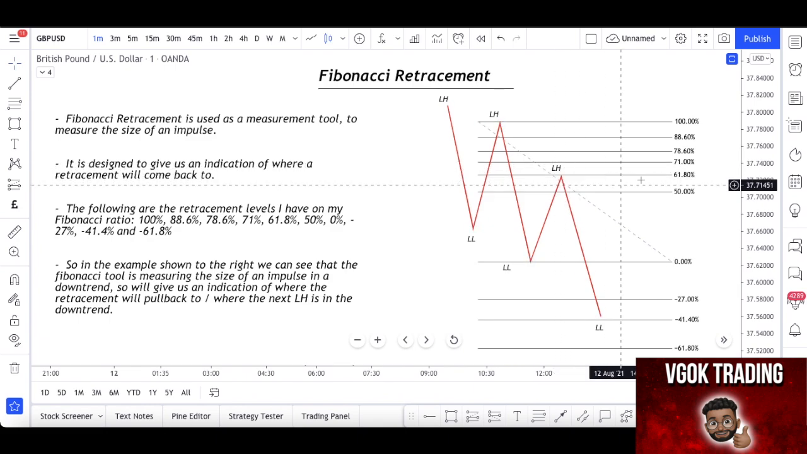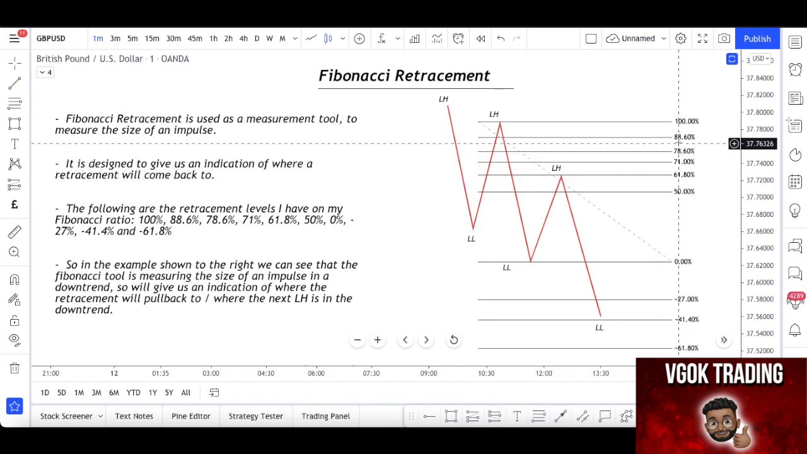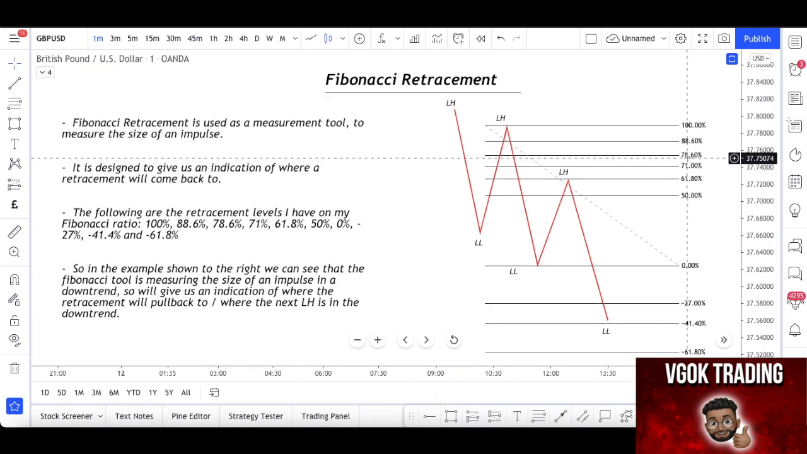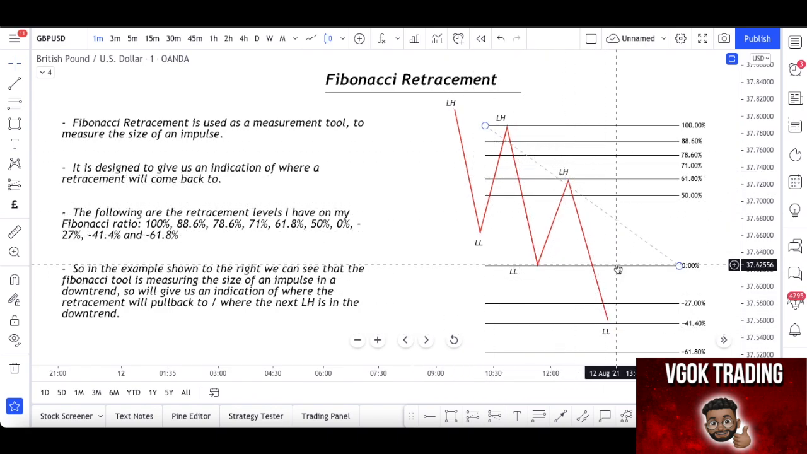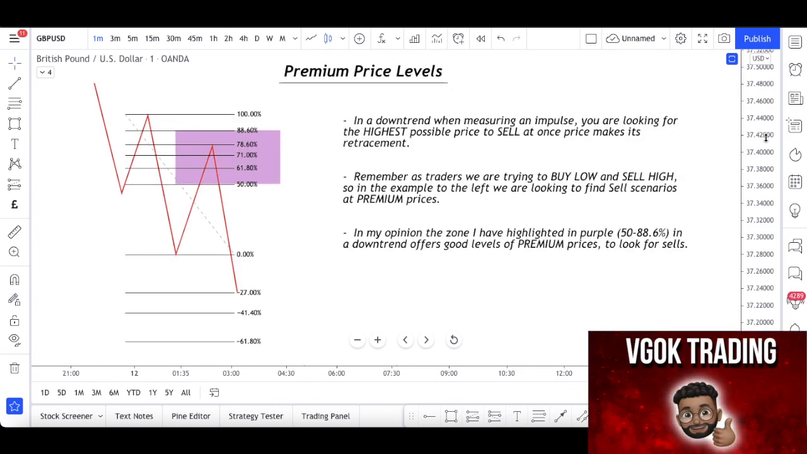So we want to be using these percentages on the side, these retracement levels, to figure out whereabouts we can get a rough area for the next lower high to go for those continuation style trades to the downside. So, in this scenario, we're looking at continuation style trades for more sells in a bearish, downtrending market. Now, when you're analyzing within a downtrend and you measure an impulse using the Fibonacci tool, you're essentially looking for the highest possible price to sell at once price has actually pulled back.